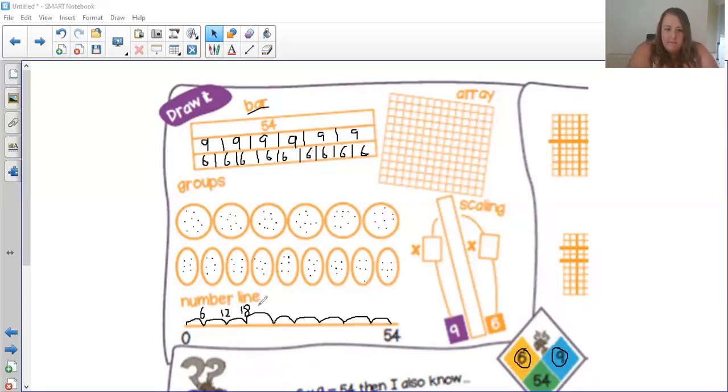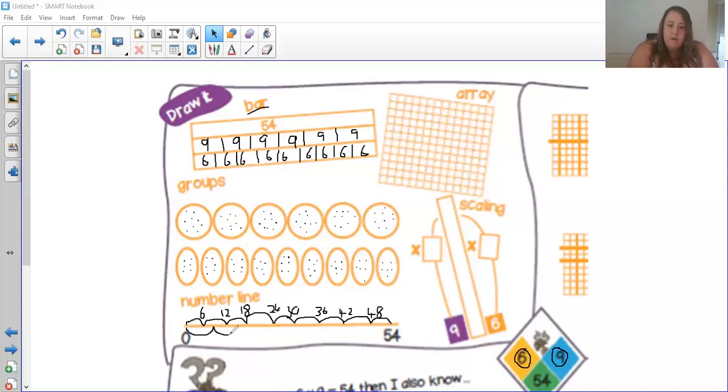24 is my next one, and then 30, oops, that's a funny 3, 36, 42, 48, and then your last jump would be your 54, which you've got there. And then on the bottom, you can do your 6 jumps of your 9s.